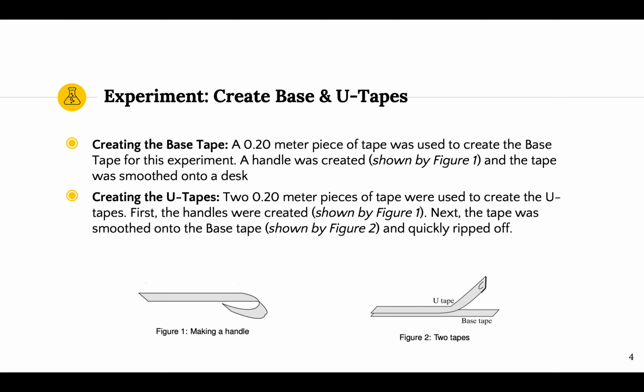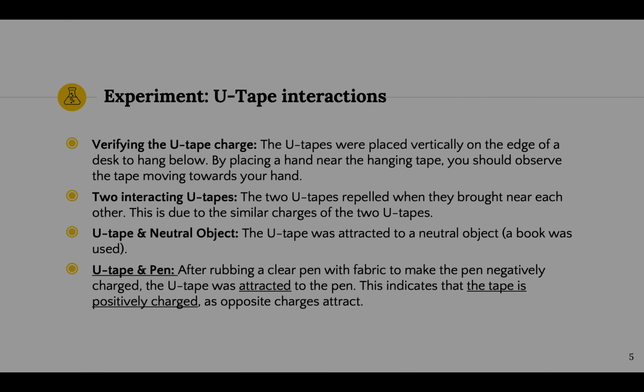So next, going over the experiment, creating the base and U-tapes. First, creating the base tape, a 0.2 meter piece of tape was used to create the base tape for this experiment, shown by the figure, and then creating the U-tapes. 2.2 meter pieces of tape were also used to create the U-tapes. But first handles were created, and the tape was smoothed onto the base tape and ripped quickly off, as you can see in the model below.